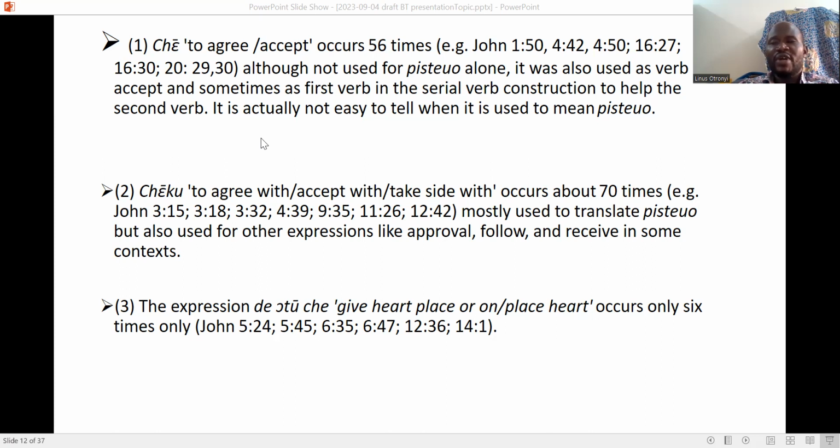And these are some of the references. Although not used only for pisteo, it was also used as a verb to accept and sometimes as the first verb in a serial verb construction to help the second verb. It is actually not easy to tell when it is used to mean pisteo.